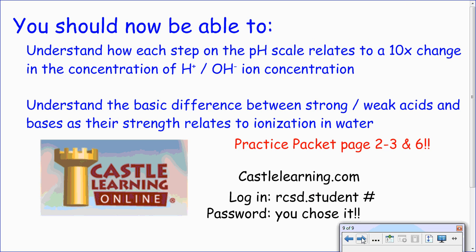Okay, so at this point, you should at least understand how each step on the pH scale relates to a 10 times change in concentration. Don't just do 10 times however many steps you got, because that'd be like 10 times 2 times 3, that'd be wrong. You gotta do 10 times 10 times 10. For every step, multiply your answer by 10 again. And understand those basic differences between strong and weak acids. How strong ones dissociate completely and weak ones don't.